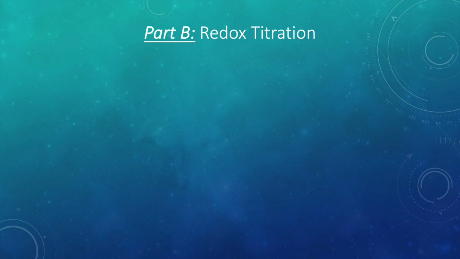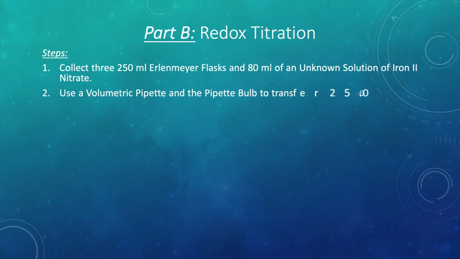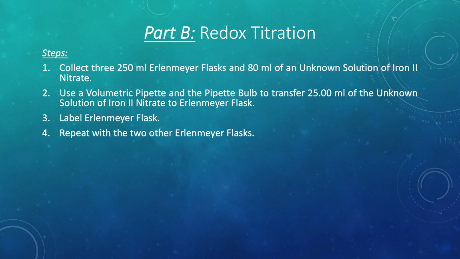Then for part B, this is where we actually perform the redox titration. So we have to collect 3 250 milliliter Erlenmeyer flasks and 80 milliliters of an unknown solution, which is going to be our iron 2 nitrate. We have to use a volumetric pipette and the pipette bulb to transfer 25.00 milliliters of the unknown solution of iron 2 nitrate to the Erlenmeyer flask. Then we will label the flask and repeat this process twice with the other 2 Erlenmeyer flasks.